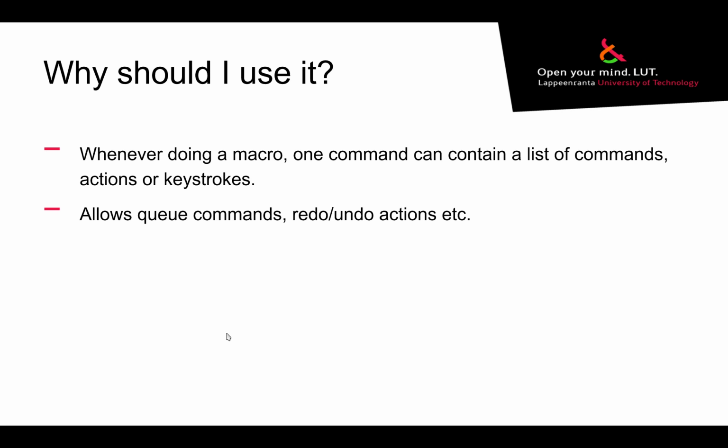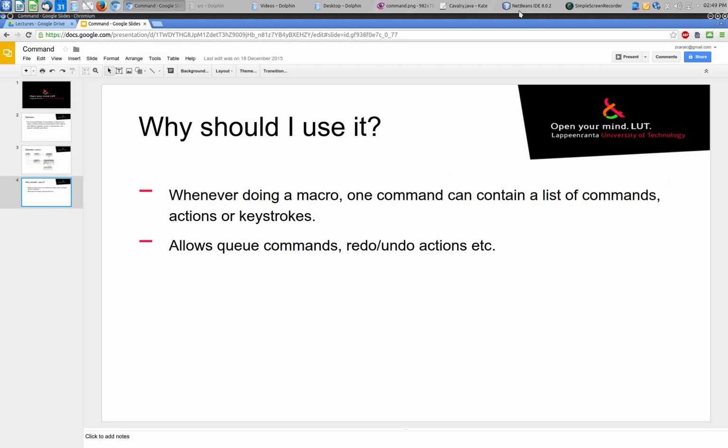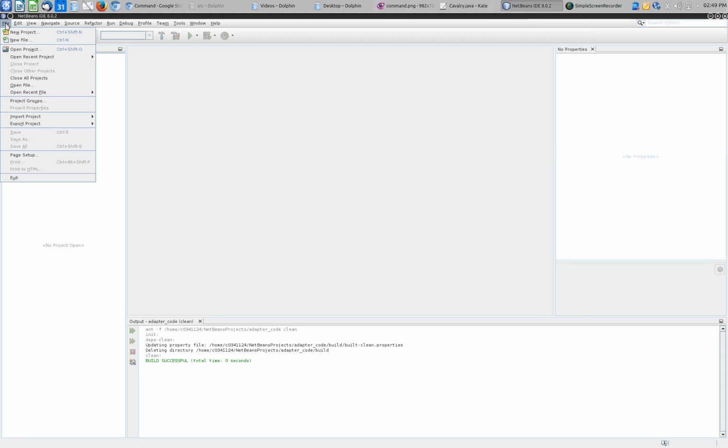So why command pattern? Well, you can implement multiple commands or methods within one command, so it will ensure you will do multiple actions in a queue. So it's a macro. You can create a macro via a list of commands, actions, or keystrokes in your program. So queue commands, redo, undo actions, etc. Lots of different things can be done with it. So let's make an example.